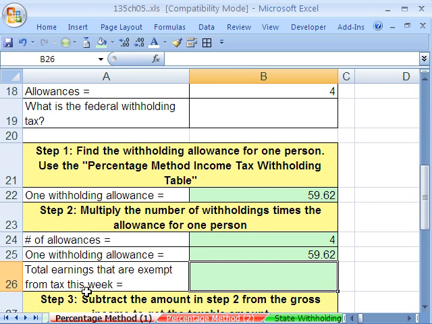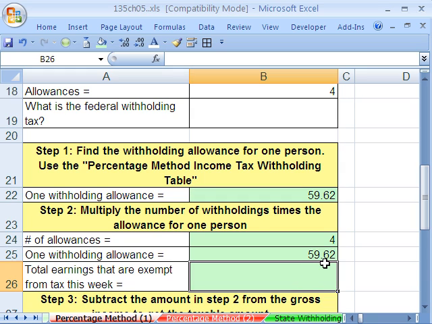Now, what do we have to do? Total earnings that are exempt. So this is for a single person. It comes from that table above. But since we have 4 allowances, we're going to have to multiply them to figure out what amount of our earnings is not going to be taxed.